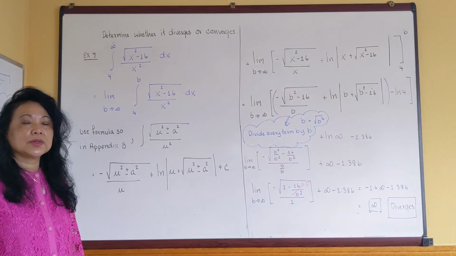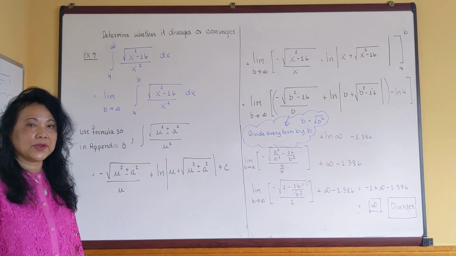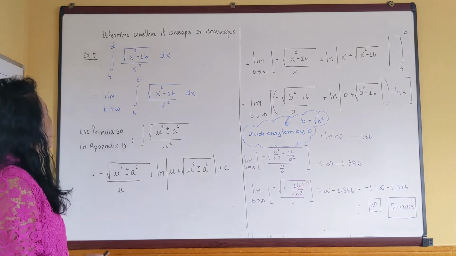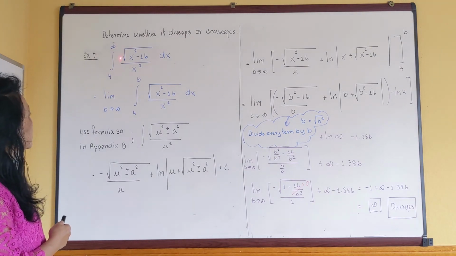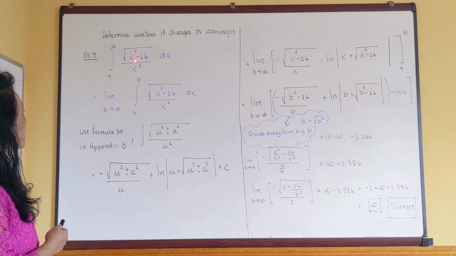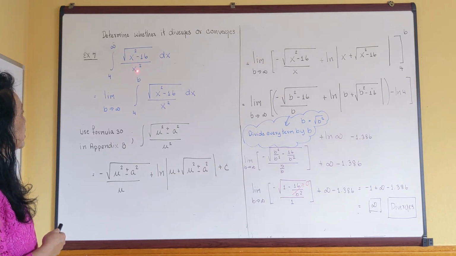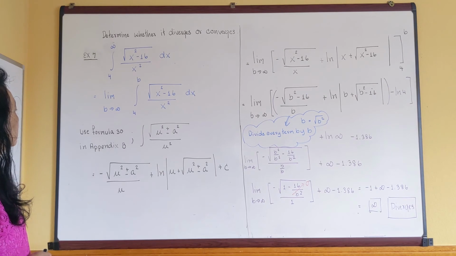Hi everyone, let's look at the last example of 8.8. Look at this integral from 4 to infinity of the square root of (x squared minus 16) over x squared dx. Again, I take the limit as b goes to infinity, of the integral from 4 to b of the function itself.